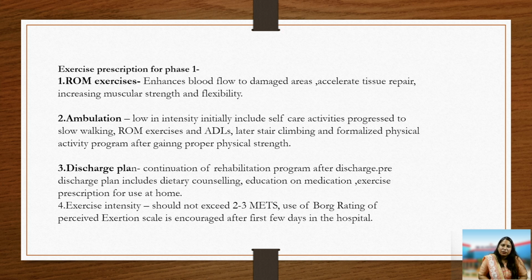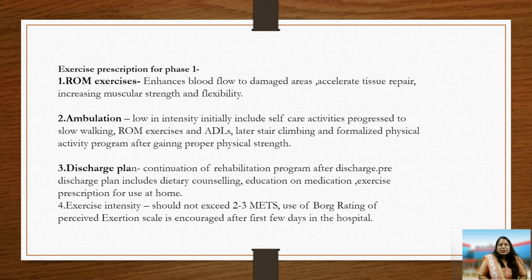strength and flexibility. The second one is ambulation. Low in intensity initially, it includes self-care activities progressed to slow walking, range of motion exercises and daily life activities, later stair climbing and a formalized physical activity program after gaining proper physical strength. The third one is the discharge plan. Continuation of the rehabilitation program after discharge. The pre-discharge plan includes dietary counseling, education on medication, and exercise prescriptions for use at home.